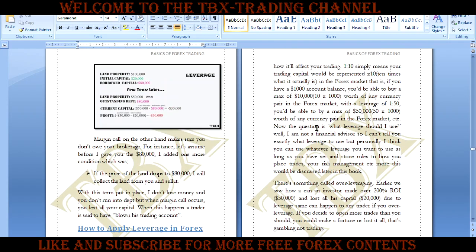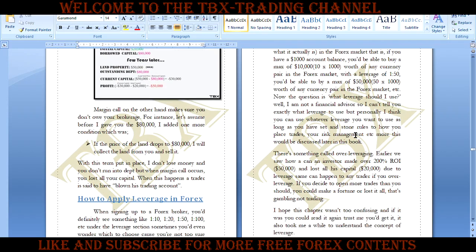So this means practically that your buying power is going to be, for instance, when we have 1:10, it means your buying power is going to be 10 times what your capital is.